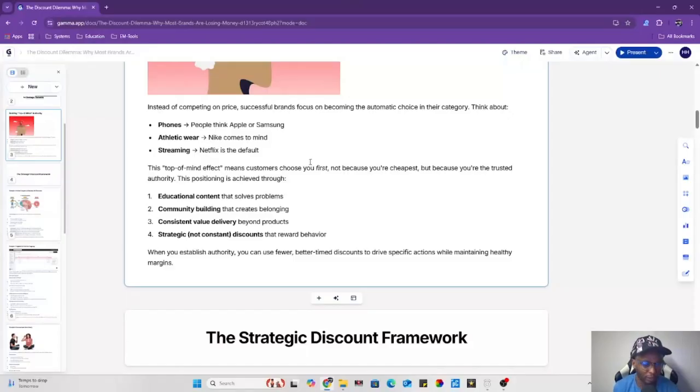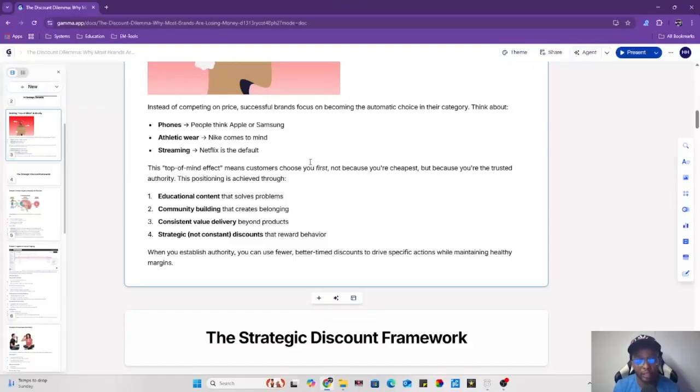This is why people buy expensive things and things of that nature. So the question becomes how these brands achieve the top of the mind effect, and they achieve it through the following things, which help them to position themselves better in people's heads. Number one, educational content that solves problems. So whether they're utilizing YouTube, emails, Facebook, or Instagram, they provide educational content.